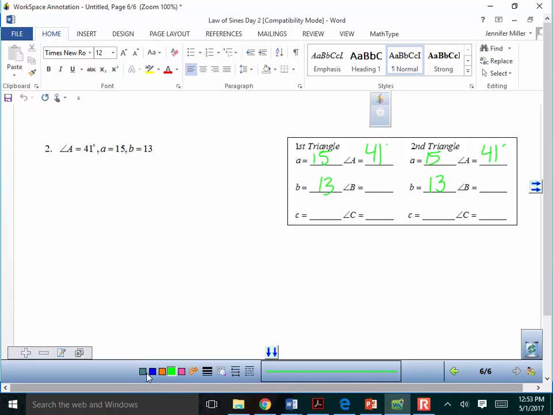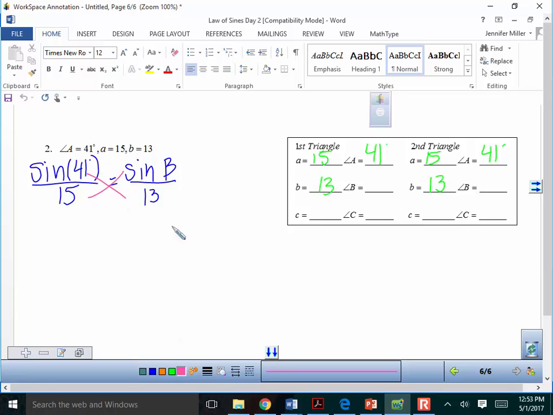Okay, so we're going to go ahead and set this up using law of sines. The sine of 41 degrees over 15 is equal to the sine of B over 13. So we're going to cross multiply here just like we did before, and we'll end up with the sine of B is equal to 13 times the sine of 41 divided by 15.